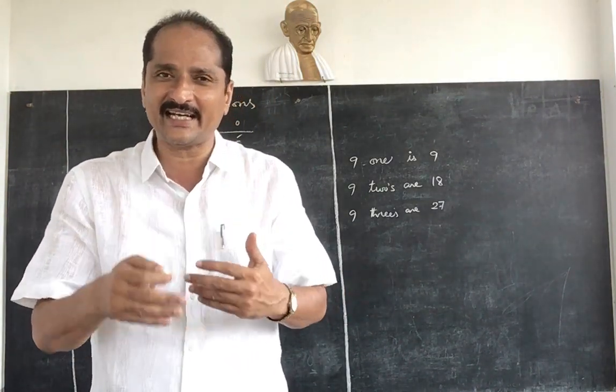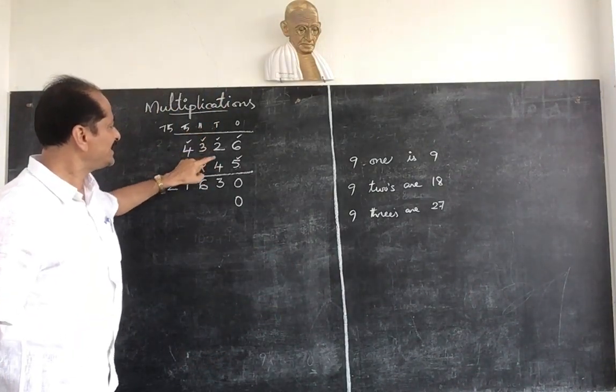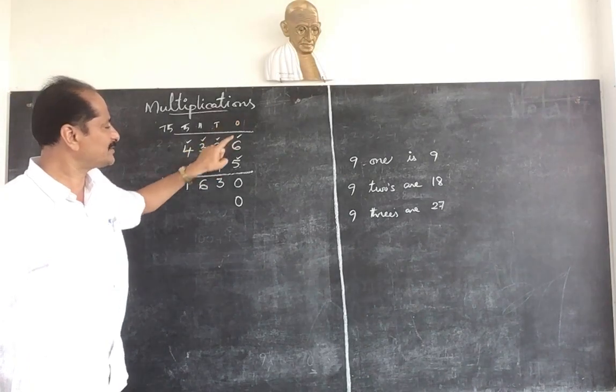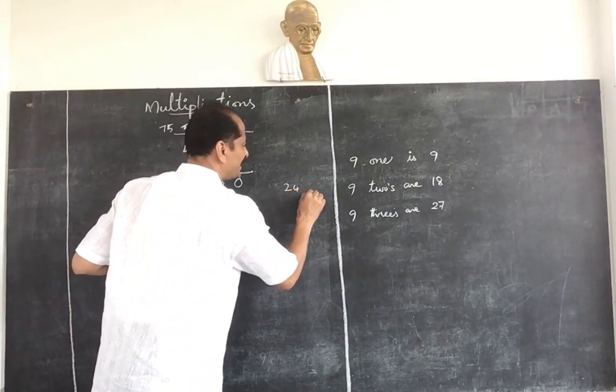Directly we are getting tens. So what are the tens? 4 is in tens place and that we should multiply with ones place. 4 sixes are 24. 24 what are?